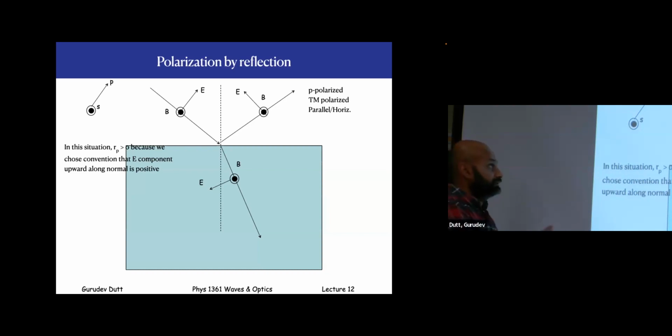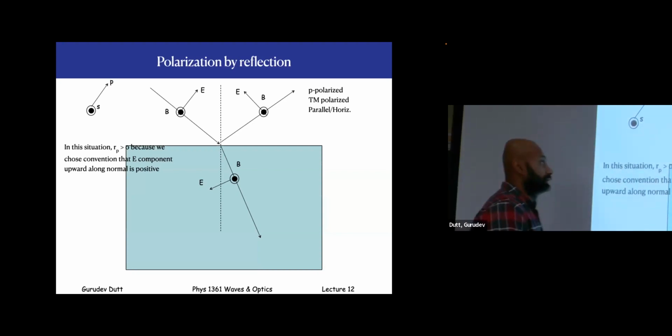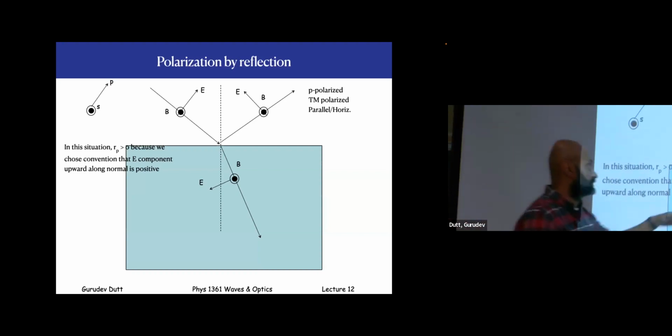Now it doesn't have to be. If E is flipped, if it goes over to this direction, then B would have to go into the board again to maintain that orientation. And again, I have shown RP greater than 0.